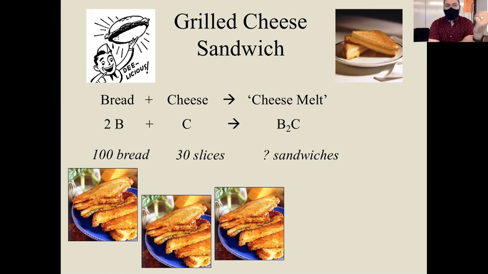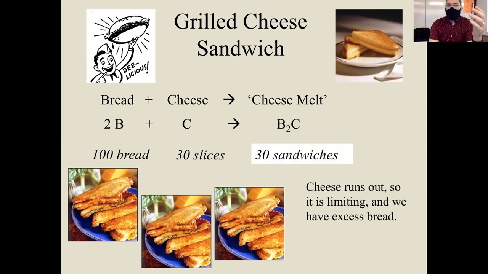But if each sandwich requires 1 slice of cheese and you have 30 slices of cheese, you only have enough cheese to make 30 sandwiches. So you've got the quantity of bread necessary to make 50 sandwiches, but a quantity of cheese necessary to make 30 sandwiches. You are able to make 30 sandwiches. In this case, you would say the cheese is the limiting reactant and the bread is the excess reactant.